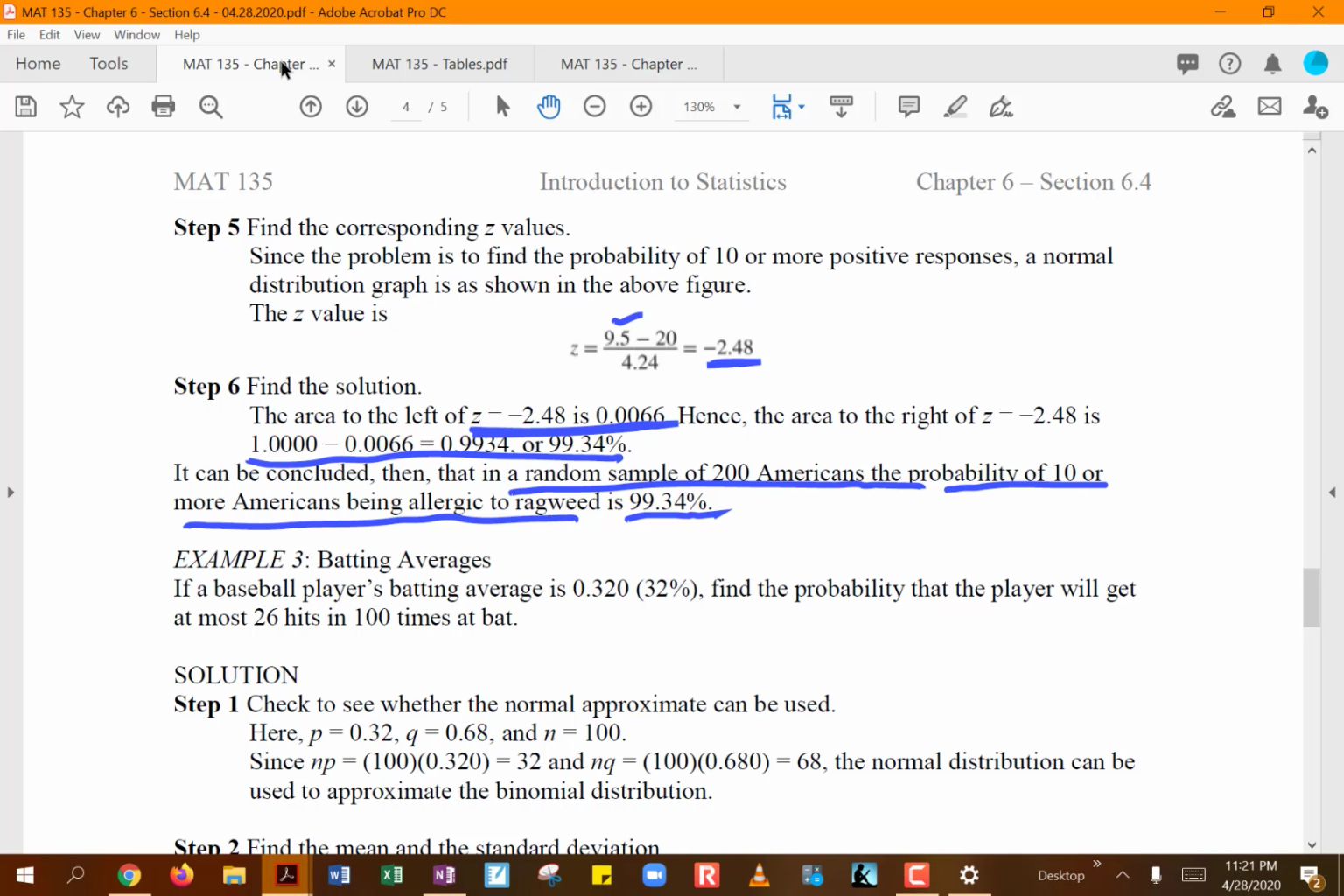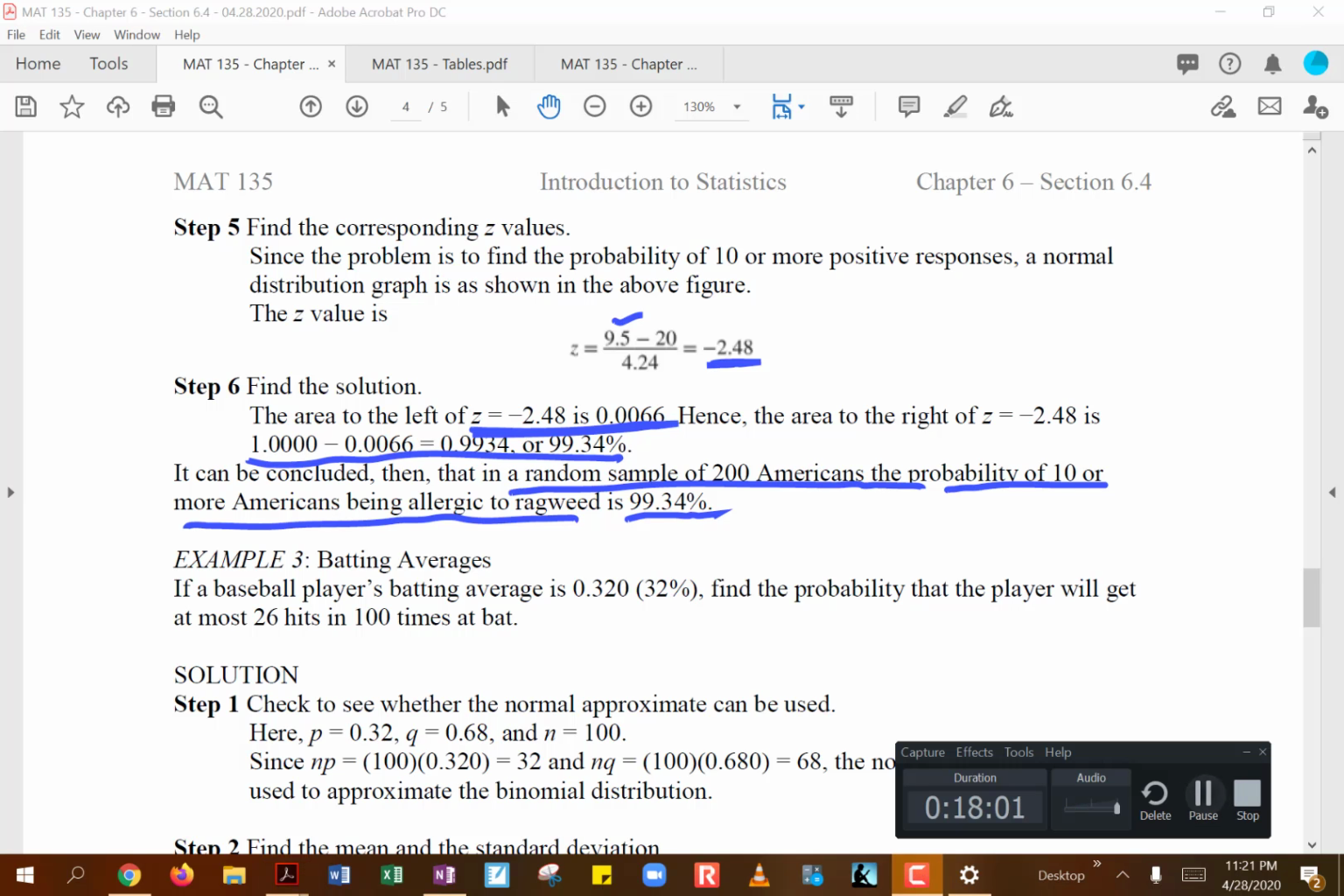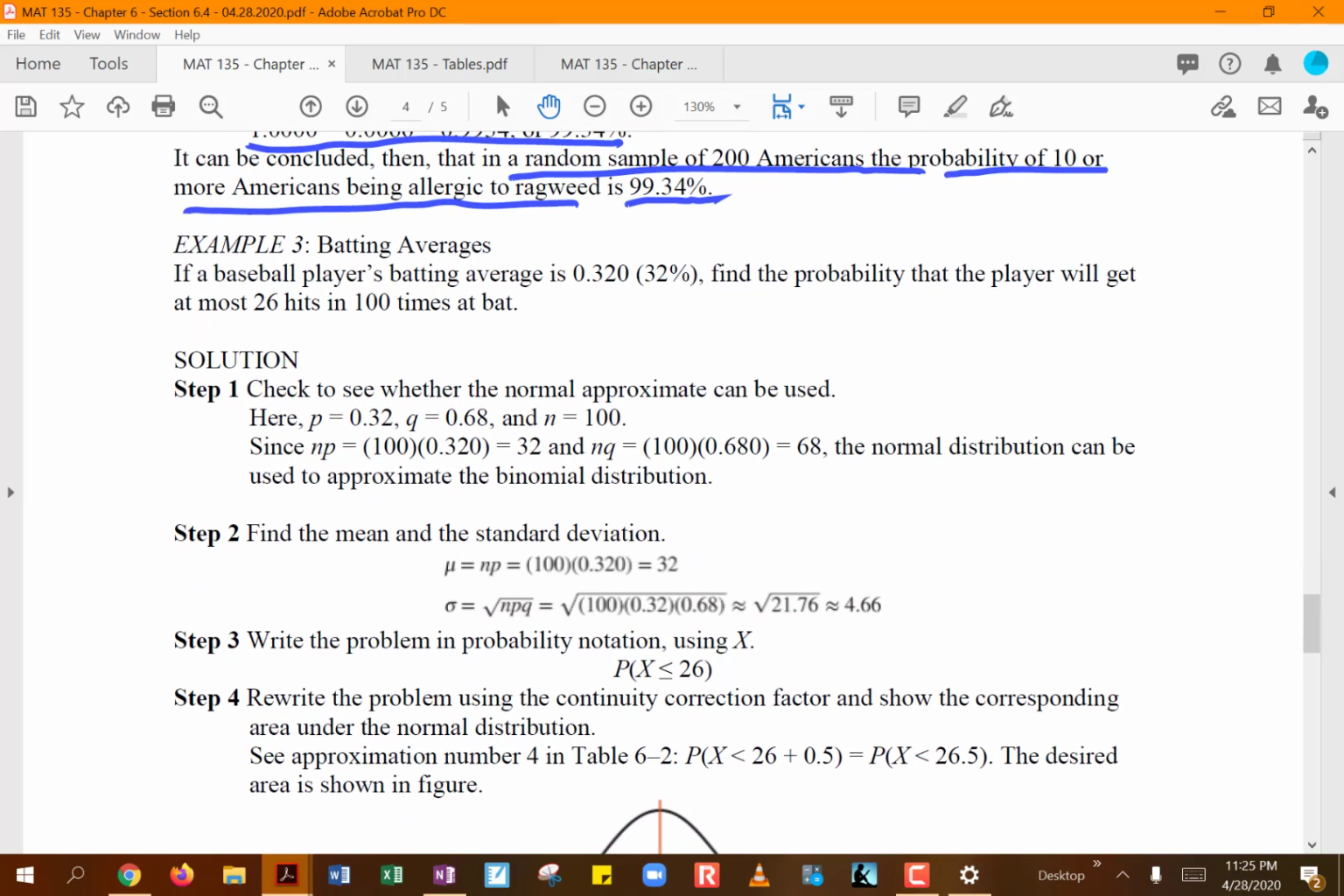Okay, so let's look at our next example over here. So they're saying if a baseball player's batting average is 0.320, so you can think of that as 32%, they are saying find the probability that the player will get at most 26 hits in 100 times at bat, right? So again, of course, our probability is p equals 0.32. You do 1 minus p to get the q value, which is where we get the 0.68 from. And of course, they're talking about 100 times at bat, and the player gets at most 26 hits. So of course, your n is 100.